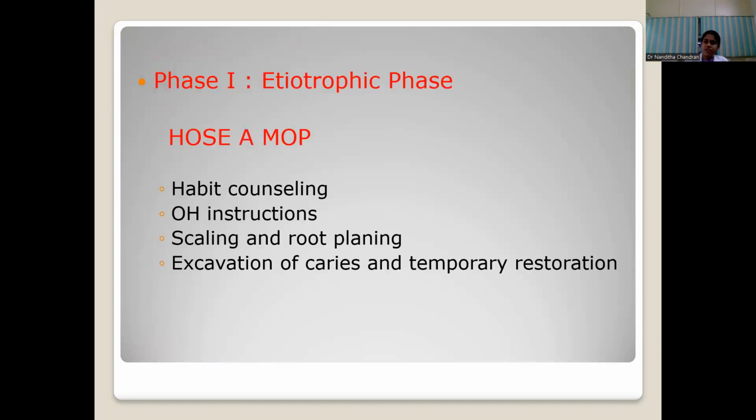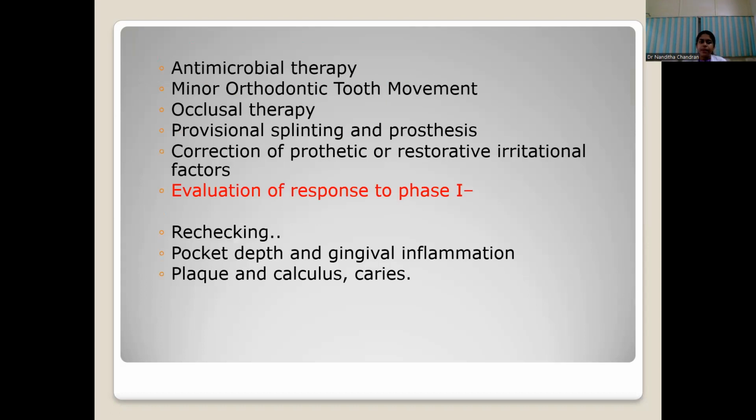Coming to the first phase, or phase 1. Phase 1 is also called the etiologic phase, non-surgical phase, initial phase, or cause-related phase. The treatment options include, and I'm giving a mnemonic, HOSE AND MORE: habit counseling, oral hygiene instructions, scaling and root planing, excavation of caries and temporary restoration, antimicrobial therapy, MOP, that is minor orthodontic tooth movement, occlusion therapy, provisional splinting and prosthesis, and correction of prosthetic or restorative irritation factors.